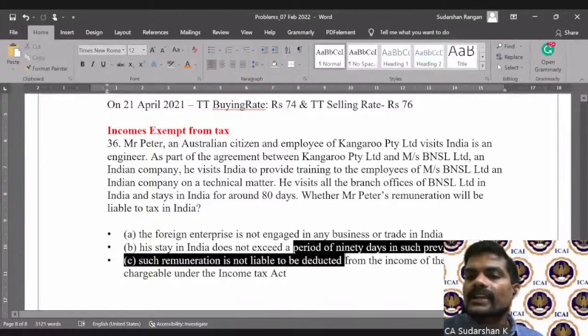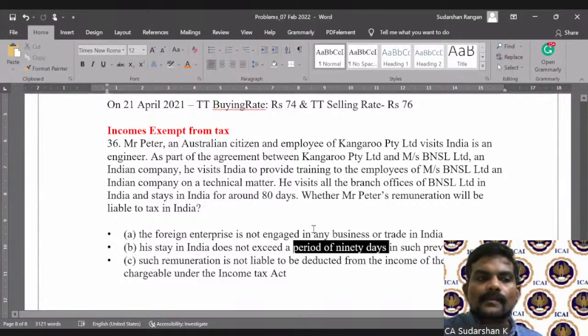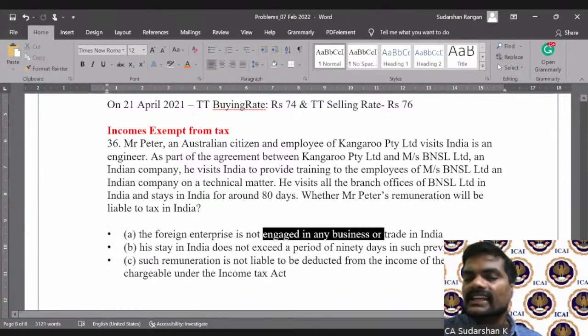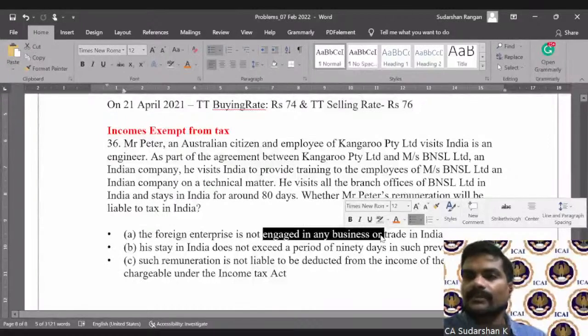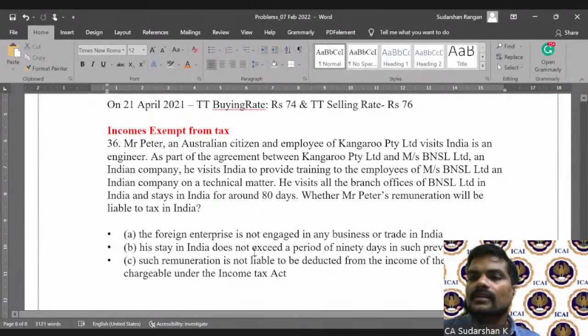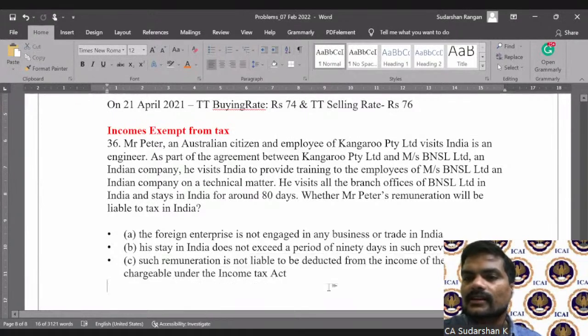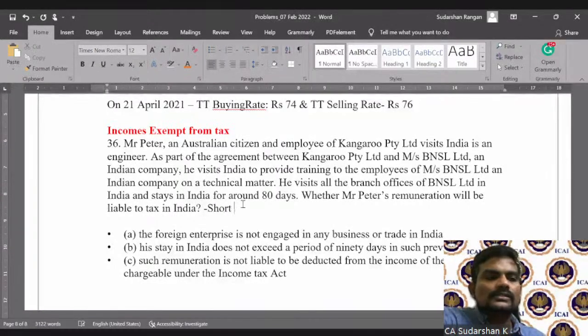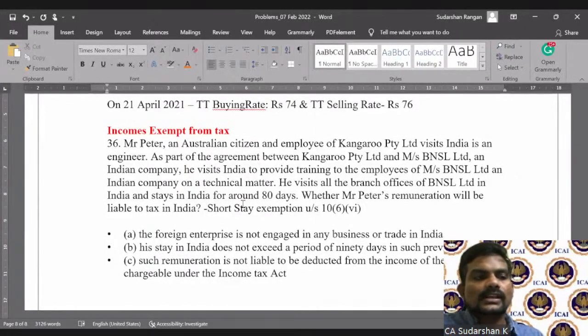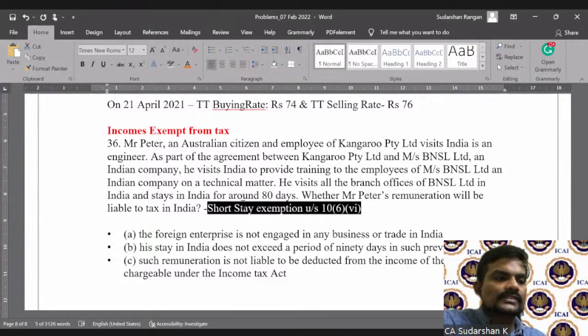If you stay for a period less than 90 days and that foreign company is not engaged in any business, that is, Kangaroo does not have a separate office or something, and nobody else bears these expenses. Basically, they're trying to say you don't have a branch office, etc. So in that case, you can avail a short stay exemption under Section 10.6.6. This is available if these three conditions are satisfied.